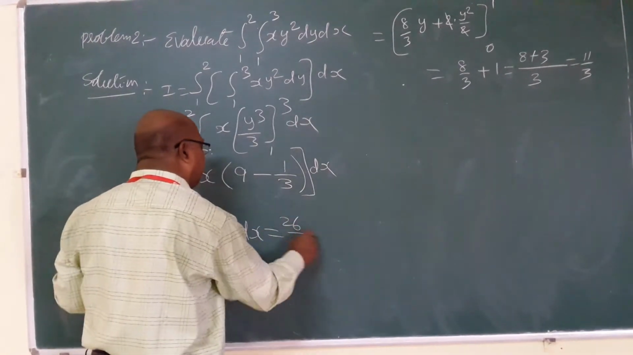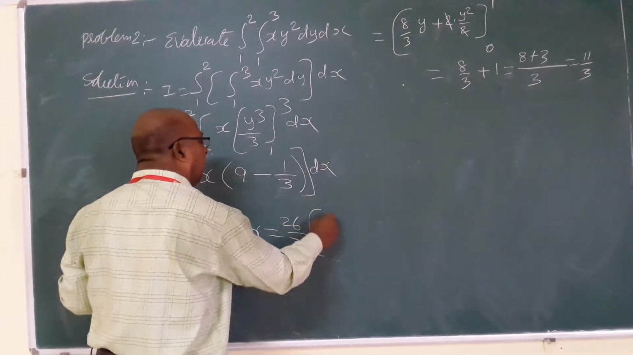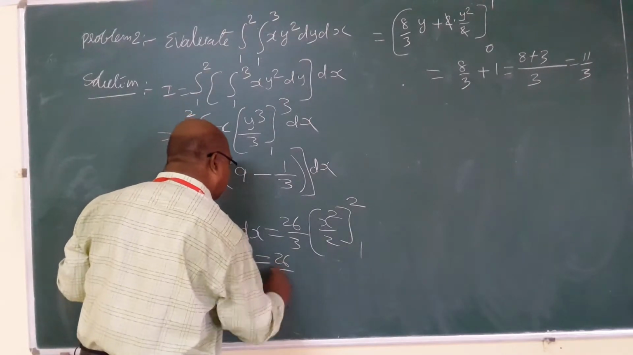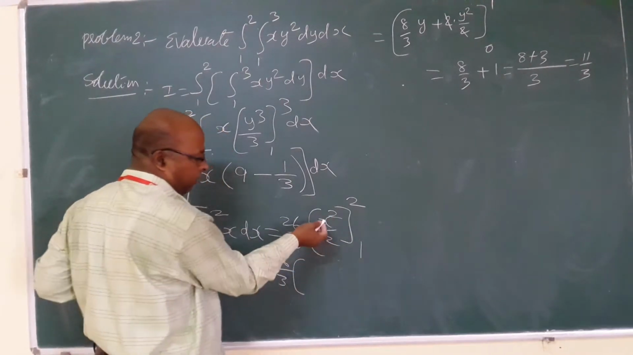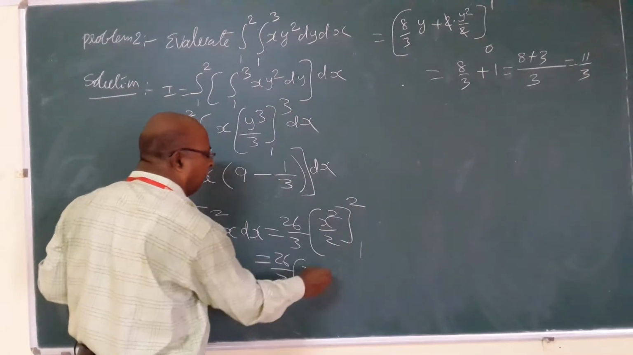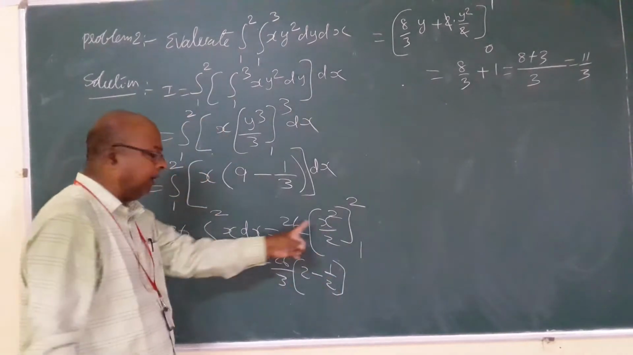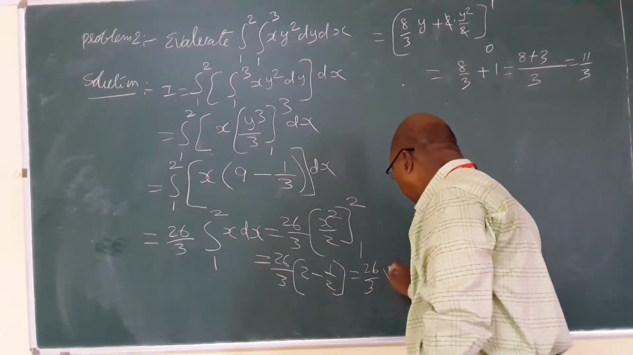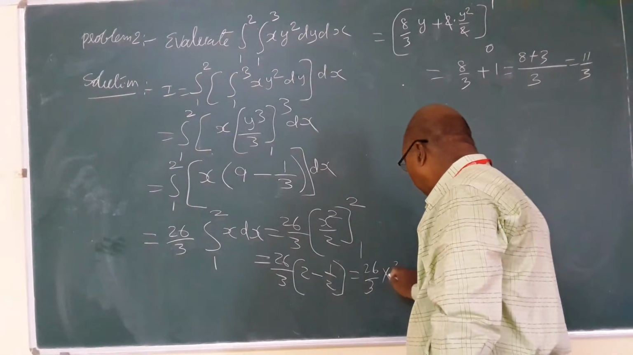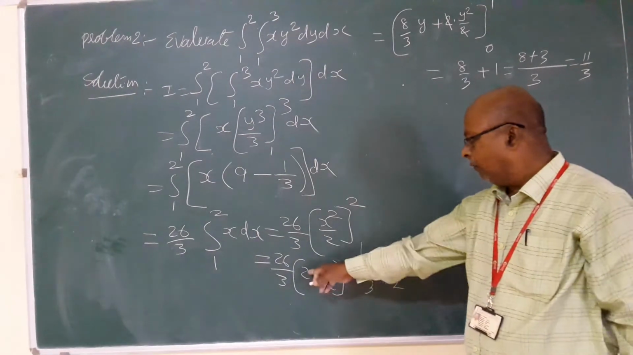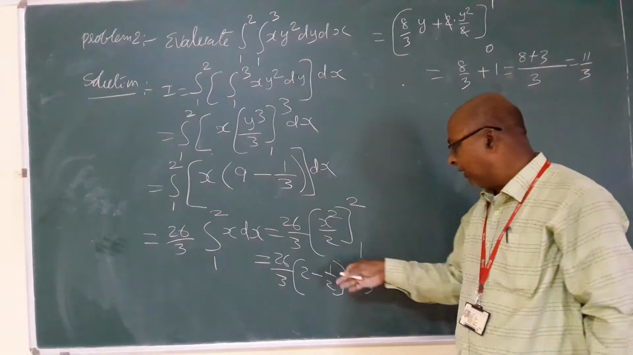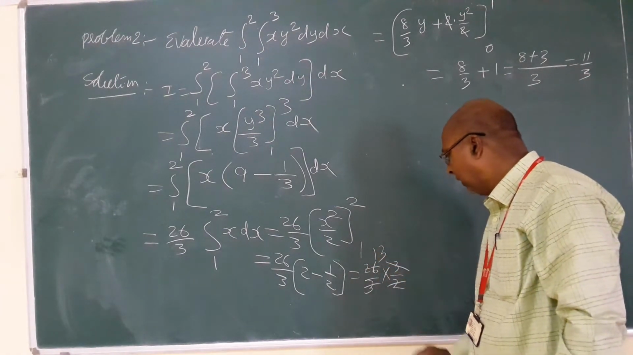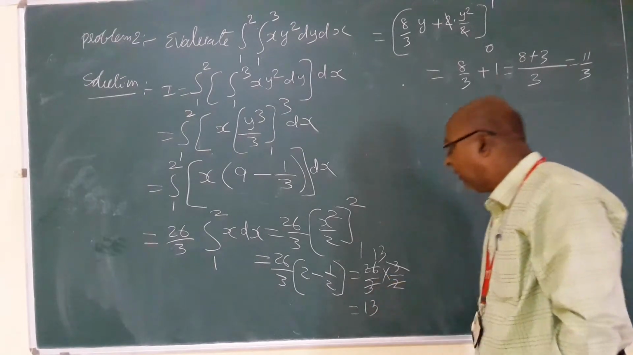Take the constant outside: 26 by 3, integral 1 to 2 of x dx. The integral of x is x square by 2, from 1 to 2. So 26 by 3, 2 square is 4 by 2, minus 1 by 2, upper limit minus lower limit. Taking LCM, 4 minus 1 is 3 by 2. 3 cancels here, and 10 times 3 we get 30.